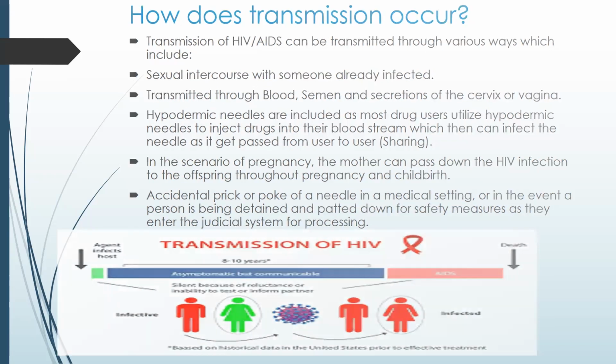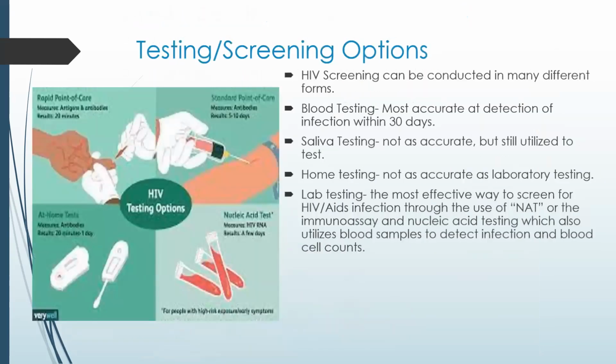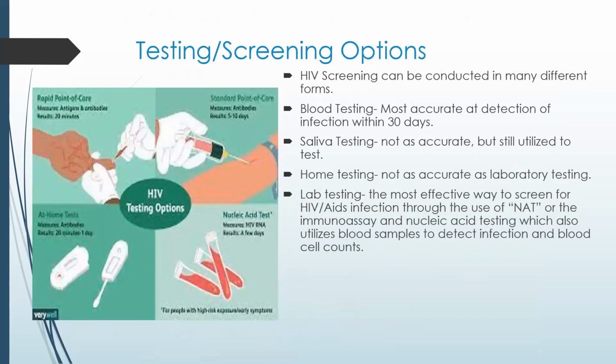Continuing on, we have testing and screening options. There are multiple ways that you can test and screen for HIV. It can be conducted in many different forms. Blood testing is the most accurate at detecting infection within 30 days. Saliva testing is not as accurate, but still utilized as a test to see if there's any type of relatable infection. There's also home testing, which is not as accurate as any type of laboratory or blood screening.